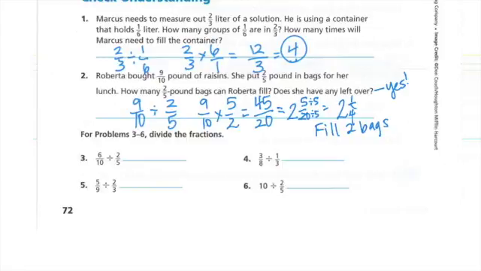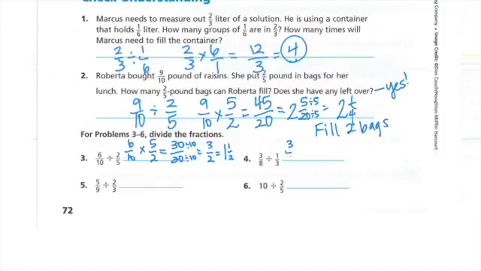All right, and then on 3 through 6, they just had you do the division, no word problem. So if it's 6/10 divided by 2/5, then I would change it to 6/10 times 5/2. Multiply across, that would be 30/20. Divide those by 10 and get 3/2, or you might have done 1.5. Either one was correct. Number 4, 3/8 divided by 1/3.